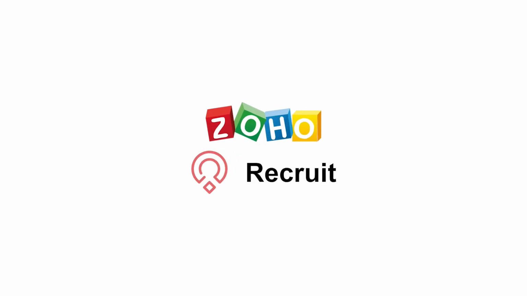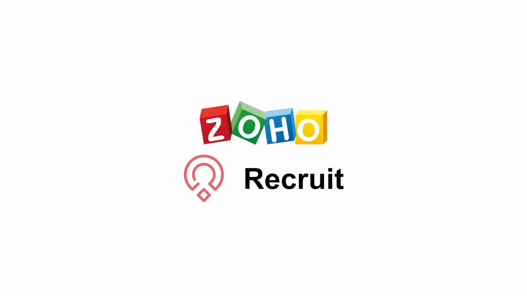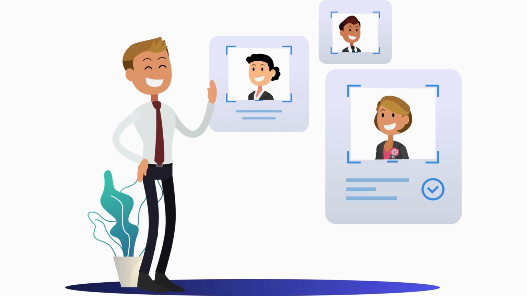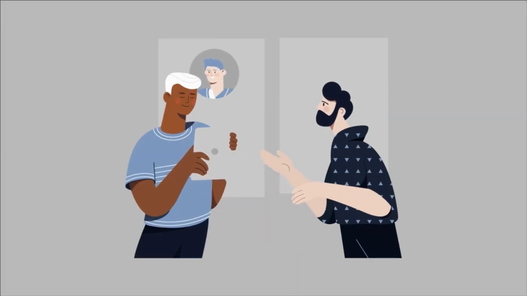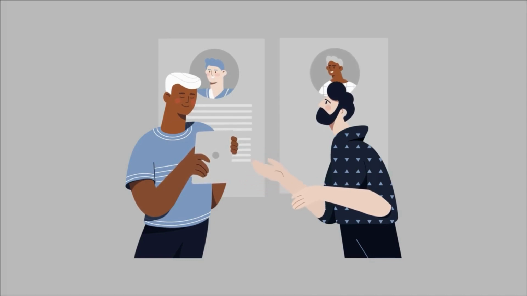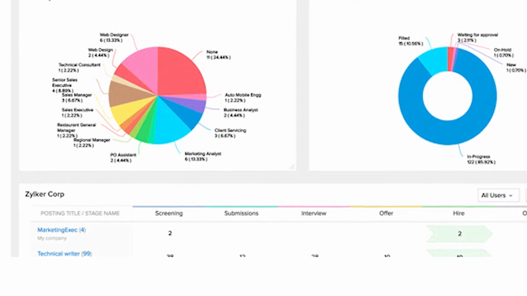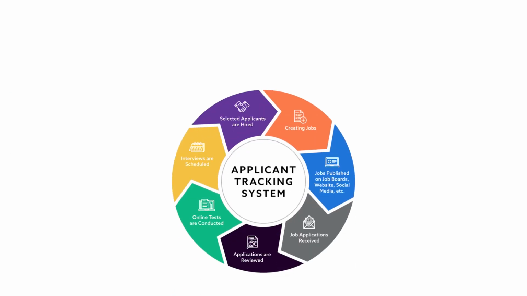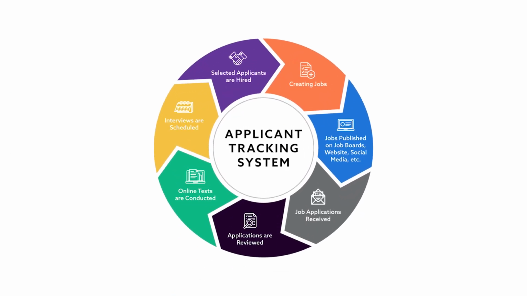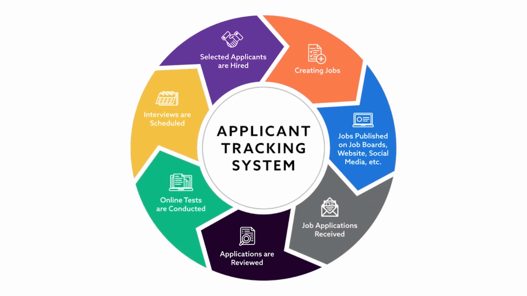Zoho Recruit is a software tool that helps organizations efficiently manage their hiring process by automating tasks such as posting job openings, tracking applicants, scheduling interviews, and maintaining candidate profiles, ultimately making the recruitment process more organized and streamlined. An applicant tracking system provides a centralized platform where employers can keep track of onboarding actions.